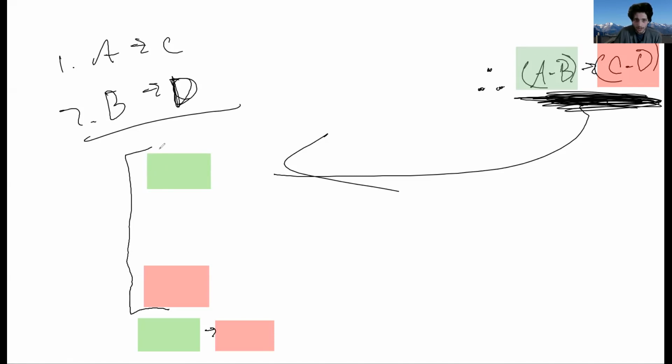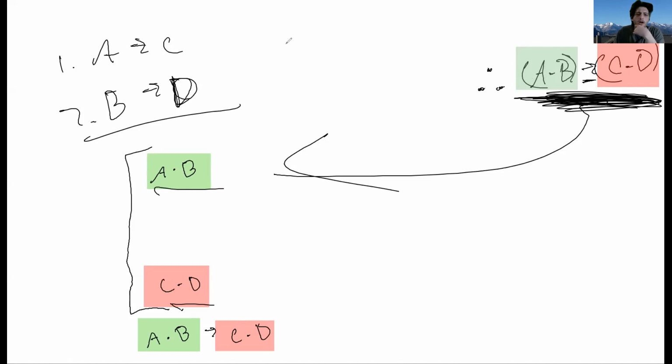What's in the green box? A and B. What's in the red box? C and D. Same thing. A and B is in the green box. C and D is in the red box. It's literally exactly the same every time. Don't confuse it. Just identify your main operator. If it's a conditional, you do this.